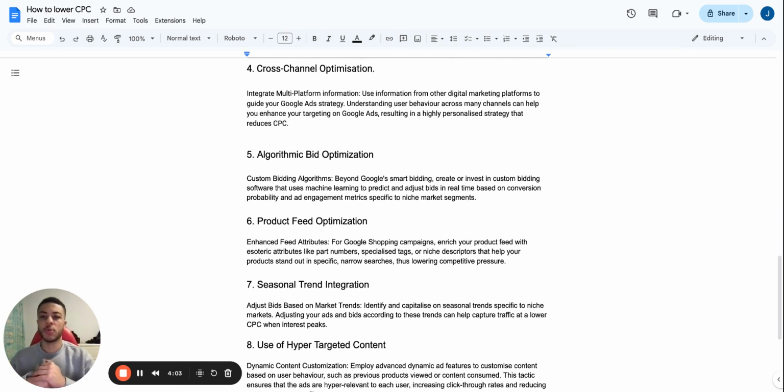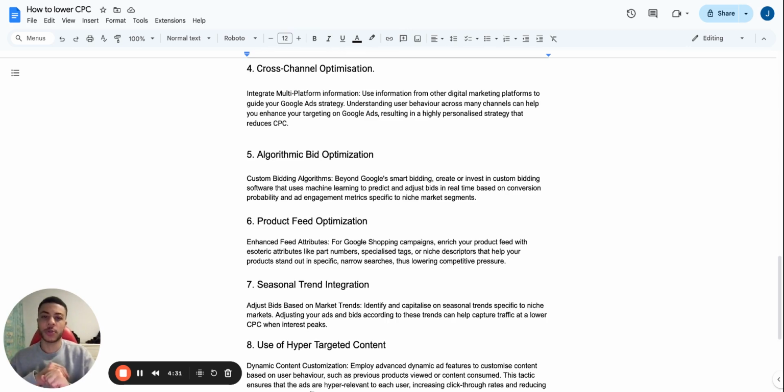You want to integrate multi-platform information. The more information you have, the better, because the better you understand your customers and your potential customers, and then you can recognize patterns to actually use in your ads to segment them properly so you can get the most targeted ads, lowering your cost per click. So you want to use information from other digital marketing platforms to guide your Google ad strategy.